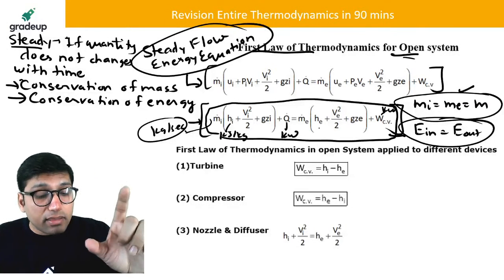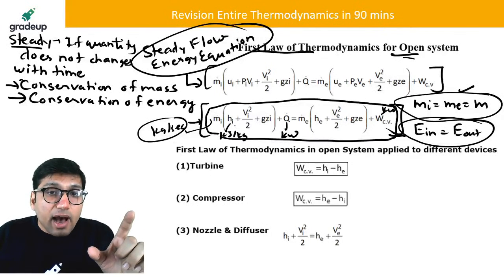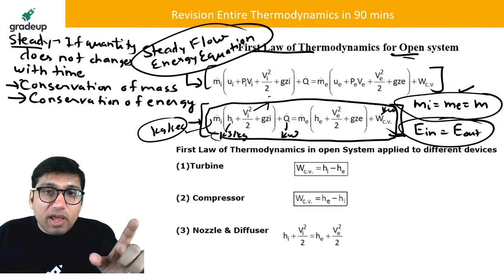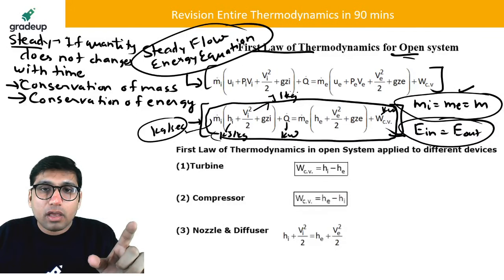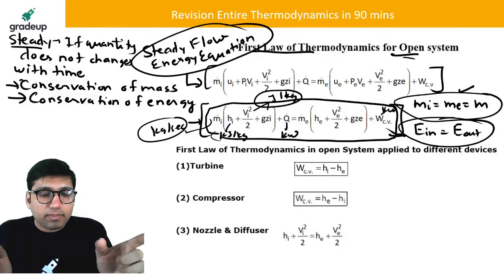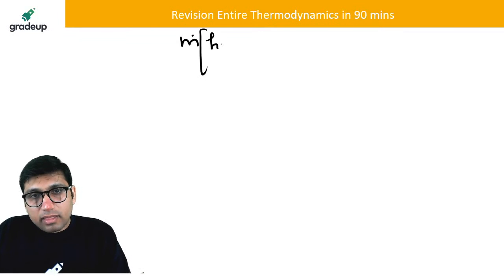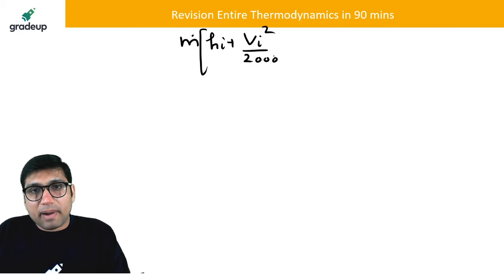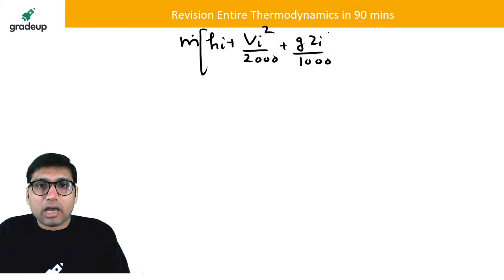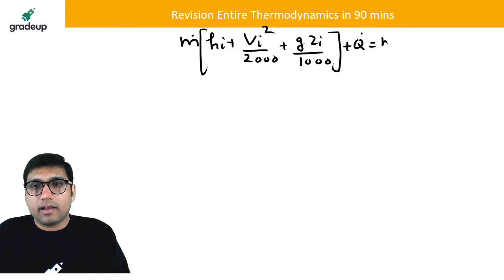Now what important thing is here, my dear student, is that they are in kilojoule per kg, but these two are in joule per kg. If you want to add two quantities, then this has to be converted. Kinetic energy has to be converted into kilojoule per kg by dividing by 1000. Why? Because I want to convert this into kilojoule per kg. So I have to divide by 1000 because this is always in kilojoule per kg.